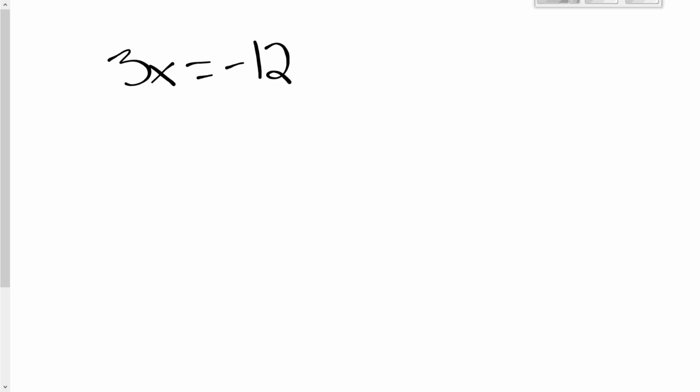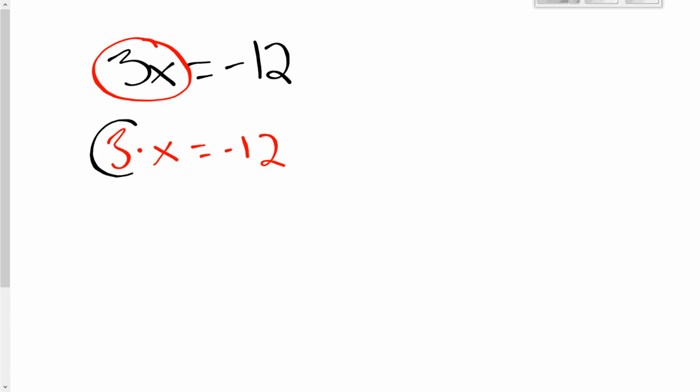This is with multi-step equations, but this problem right here, 3x equals negative 12, is actually a one-step equation, which means I just have one step to do. And that has to do with this 3x right here. We have to remember that 3x really stands for 3 times x equals negative 12. The question that we have to ask here is how do we get rid of this 3 because we want to solve for x.